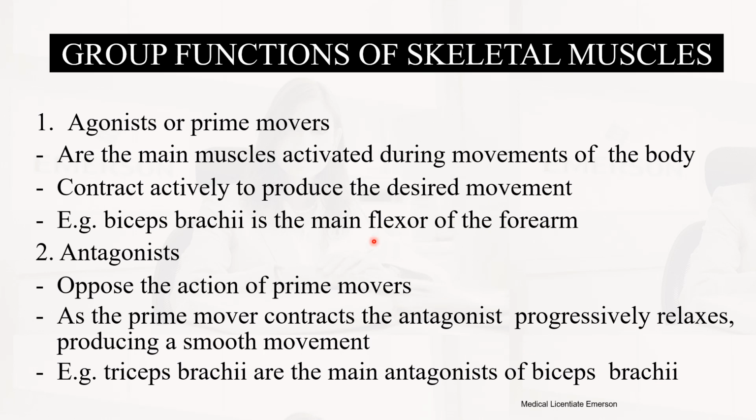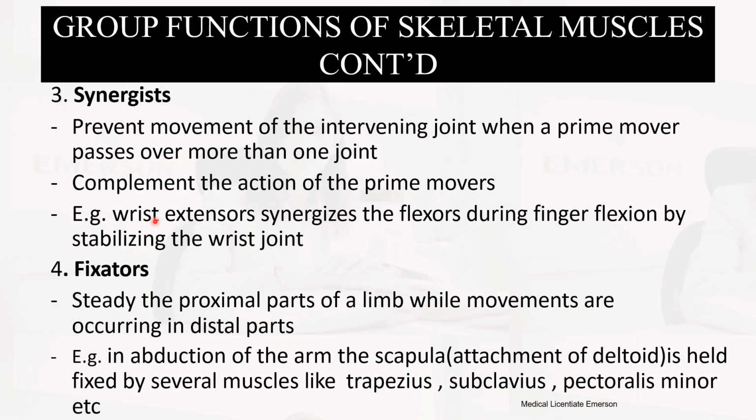So these are examples. Then we have other group functions of skeletal muscles. Let's continue. We have the synergists. Skeletal muscles are synergistic. Why? Because they prevent movement of intervening joints when a prime mover passes over more than one joint.